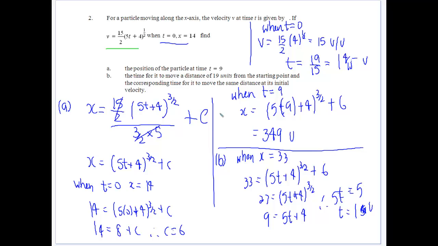So its starting point, when t was equal to 0, its starting point was 14. So another 19 units on from that would be 33. So the time for it to be 33 would end up being, we set up x being equal to 33 and solve for that. We end up with 5t equals 5, which means t is equal to 1 unit. So there's the time for it to get back to there.